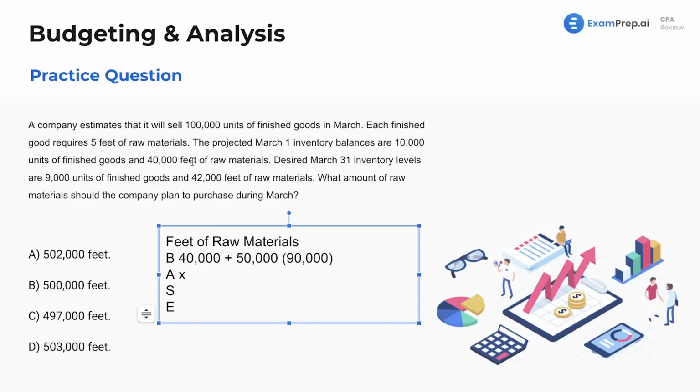Great. Subtraction is going to be 100,000 finished goods, but that needs to be converted again. 100,000 times 5 feet of raw materials gets us 500,000 of a subtraction. And I'm just going to take this away and make that 90 for simplicity purposes. And ending, we do have our ending.